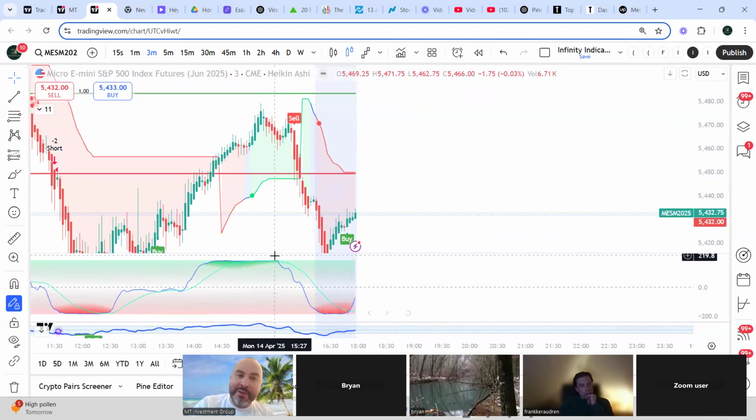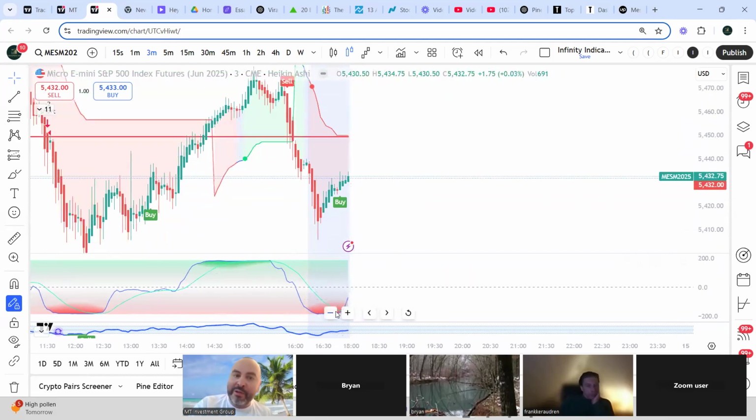And then the opposite on the sell side. Shading, shading, shading. You get your cross, and then boom, we go. We're actually in the middle of a play right here. And that's the infinity indicator. Any questions on that?